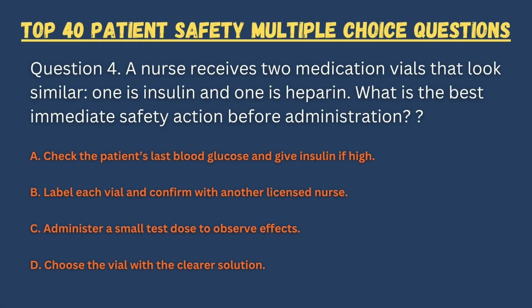Question 4. A nurse receives 2 medication vials that look similar. One is insulin and one is heparin. What is the best immediate safety action before administration? A. Check the patient's last blood glucose and give insulin if high. B. Label each vial and confirm with another licensed nurse. C. Administer a small test dose to observe effects. D. Choose the vial with the clearer solution.